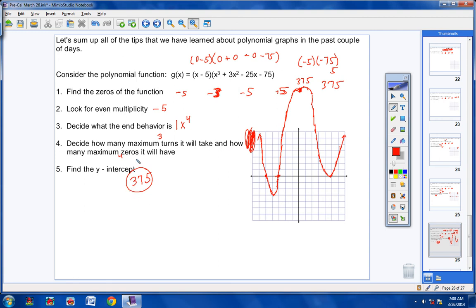And I feel really bad about that mistake I made earlier, but you get the point. These points of tangency are a big help. And knowing the maximum number of turns is a big help. It took 1 turn, then it came back down, that's 2, then came back up, that's 3. End behavior is a huge help. So these are the things we've learned for the past couple of days.